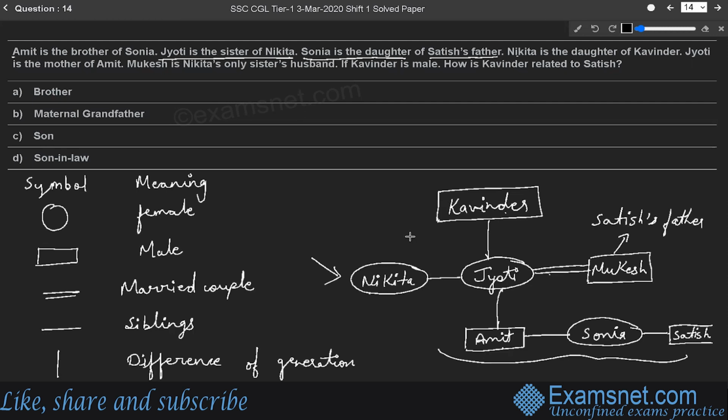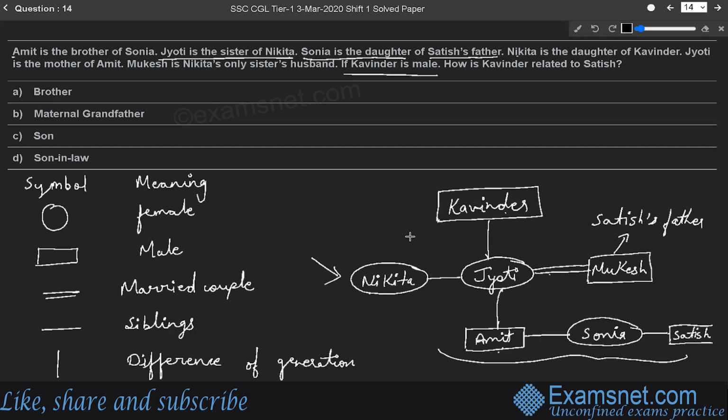Because Satish, Sonia, and Amit are siblings, and Jyoti is the mother of Amit, Jyoti will be the mother of Sonia and Satish too. And since she is the mother of all three and her husband is Mukesh, Mukesh is Satish's father. He is also the father of Sonia and Amit, but for now we are writing it as Satish's father. Now, if Kavinder is male, how is Kavinder related to Satish? So we have to find the relationship between Kavinder and Satish.